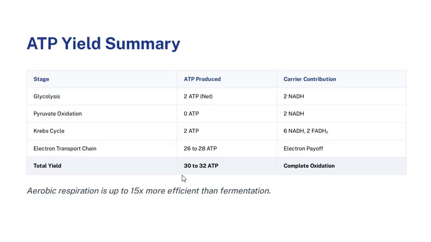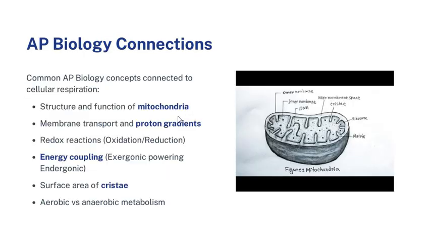And the total yield is 30 to 32 ATP in total. That's what most scientific books say. And just a rule of thumb, aerobic respiration is 15 times more efficient than anaerobic respiration, because anaerobic will usually only produce 2 ATP, so not a lot. But as you can see, aerobic will produce 30 to 32, which is far more efficient per glucose.